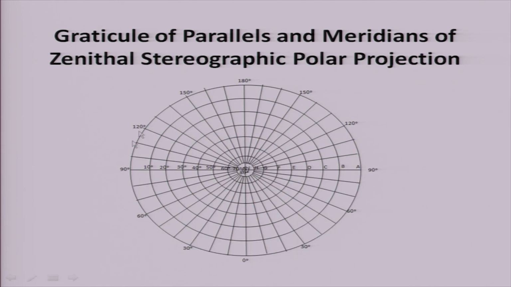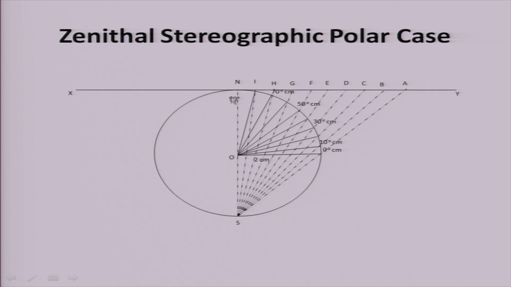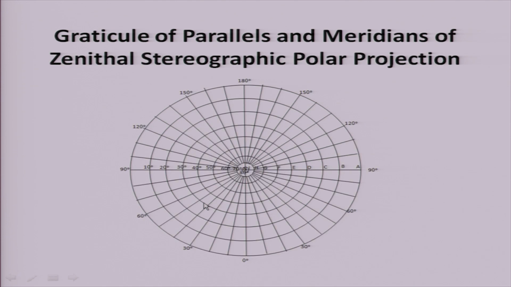And then we construct again the concentric circles with the help of the radius received from here, and we can see that the equator is also projected over here, and 10 degree, 20 degree, 30 degree, 40 degree, 50 degree, 60 degree, 70 degree, 80 degree, and this 90 degree south is in the form of a point over here. So all the parallels are drawn as again concentric circles in this case, and the meridians are straight lines radiating from the center.